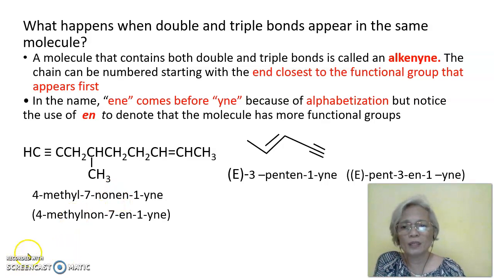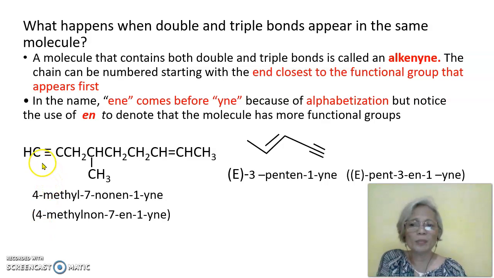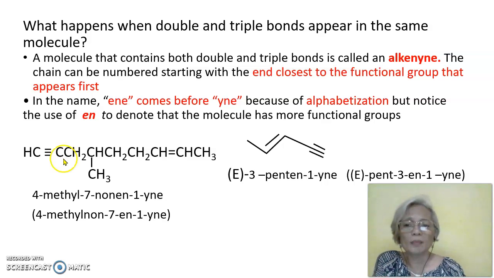So we have here, we start numbering here because this is the carbon where the triple bond is attached, nearer this carbon. So this is carbon number 1. And then the double bond is at carbon number 7. And the methyl group is attached to carbon number 4. So we have 4-methyl-7-nonen-1-yne, or 4-methyl-non-7-en-1-yne.